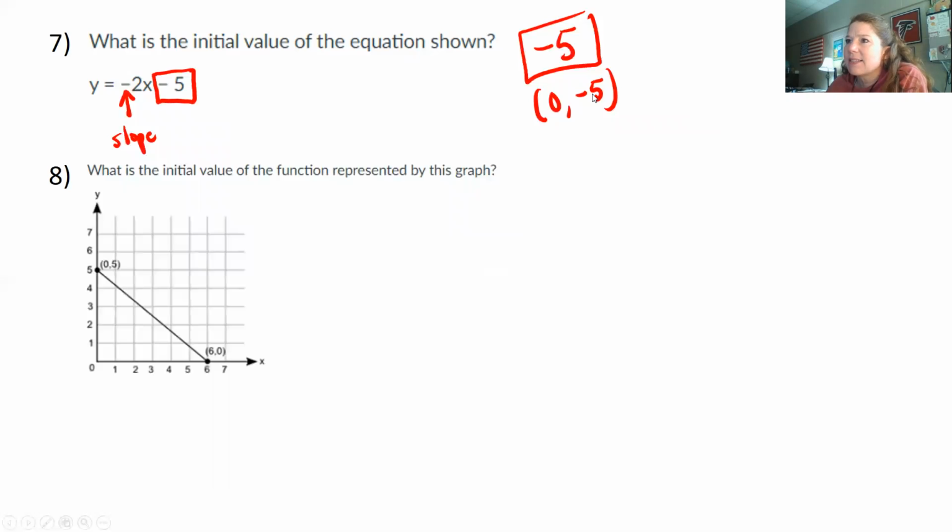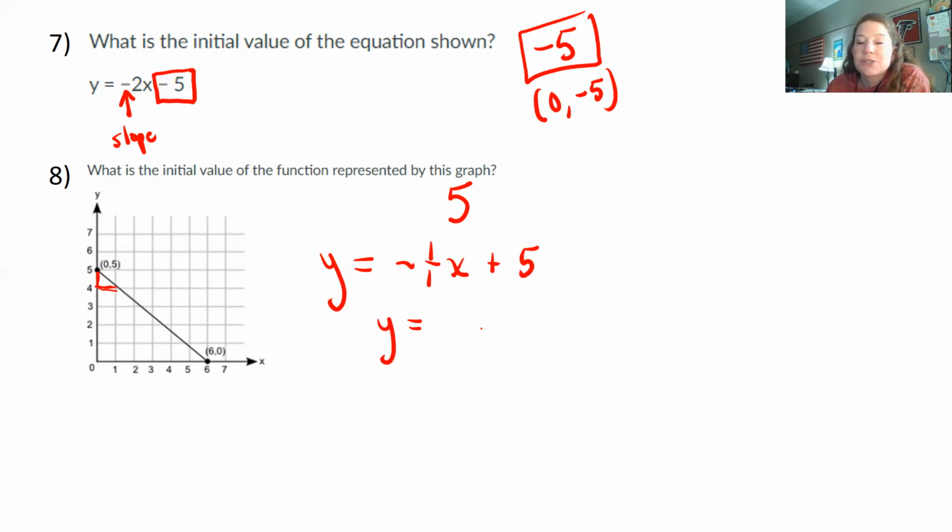All right, number 8, what is the initial value of the function represented by this graph? Well, when x is 0, what is y? Y is 5. So this one's positive 5. And then every time X increases by 1, Y decreases by 1, right? So if it asks for our equation, our rise over run is negative 1 over 1, x plus 5, because that's our y-intercept. So negative 1 times X is negative X plus 5.